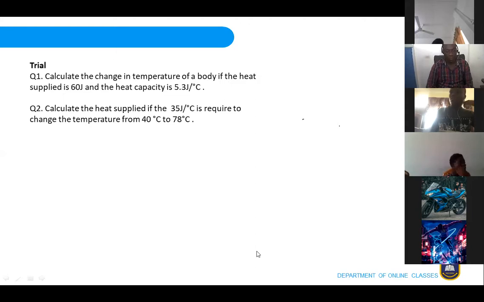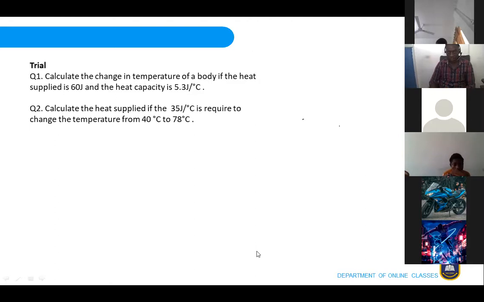Portia Ashon. So the first one I had 11.32 degrees Celsius. And then the second one I had 1,330 joules. 1,330 joules. Okay. All right. Thank you, Portia. Yes, Jamesi.